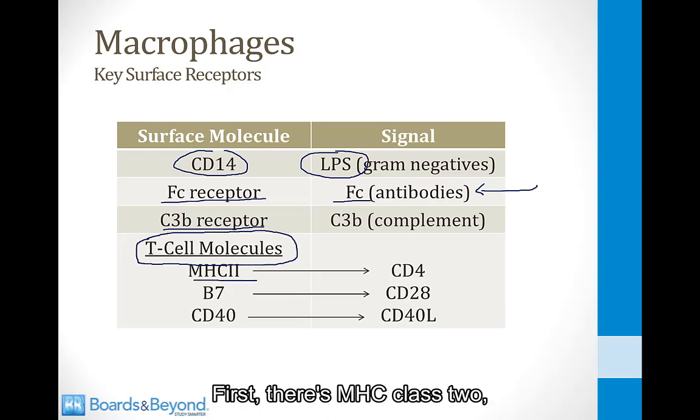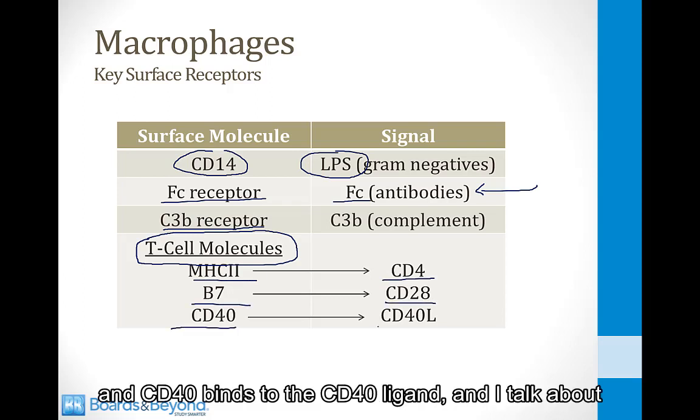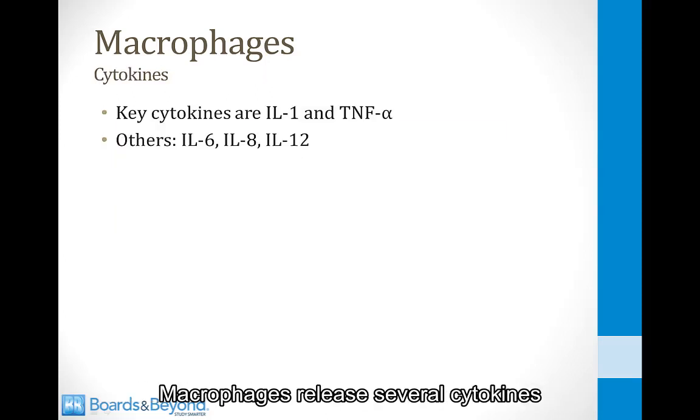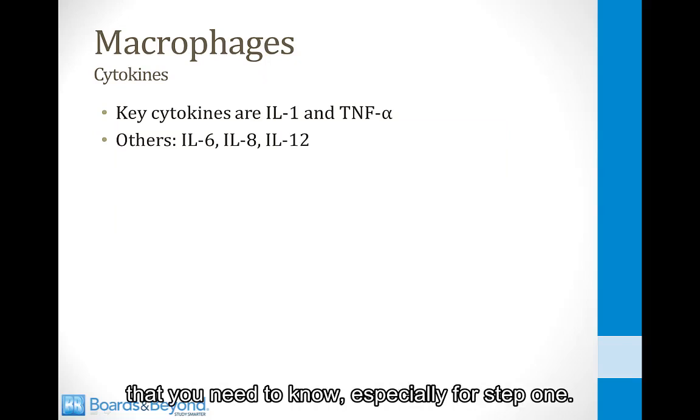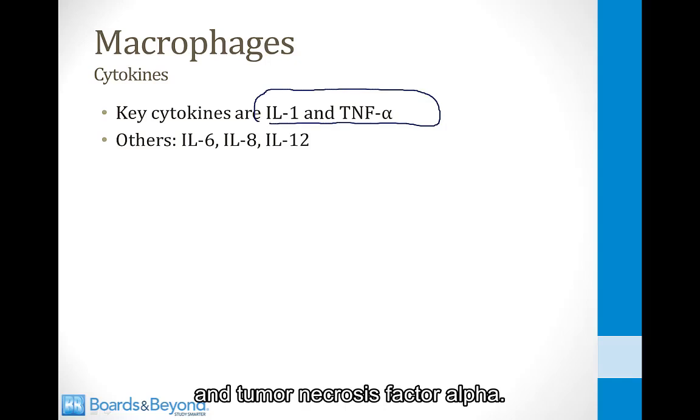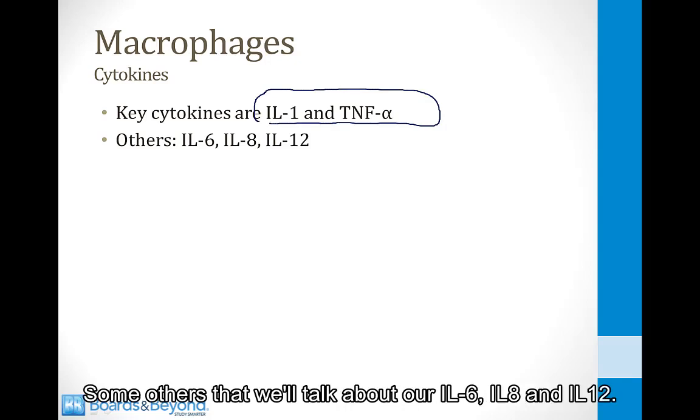First, there's MHC class II, which binds to CD4 on T cells. B7 binds to CD28 on T cells, and CD40 binds to the CD40 ligand, and I talk about all of these structures in the module on T cells. Macrophages release several cytokines that you need to know, especially for step 1, and the 2 most important ones are IL-1 and tumor necrosis factor alpha. Some others that we'll talk about are IL-6, IL-8, and IL-12.